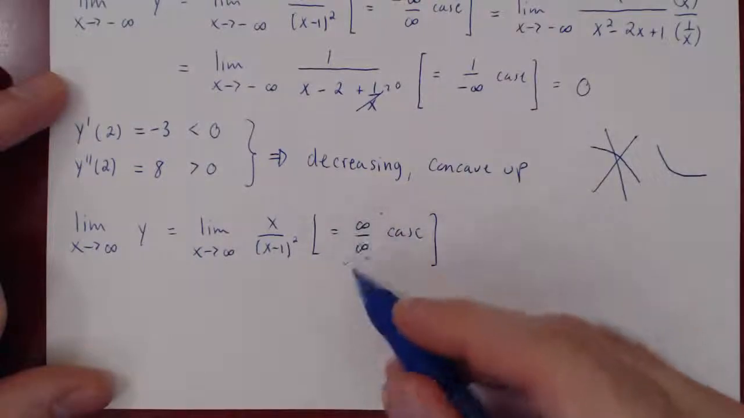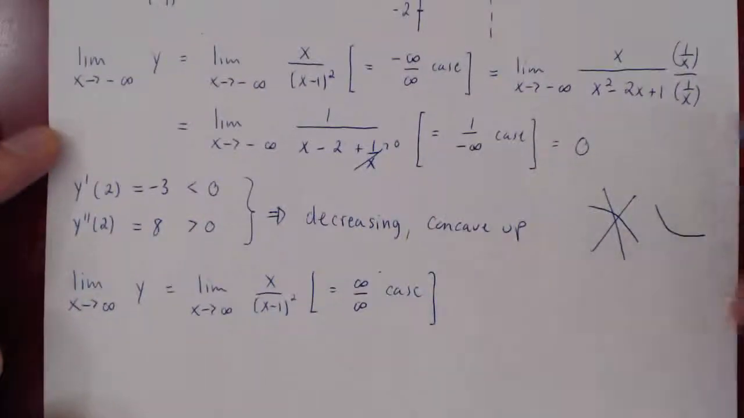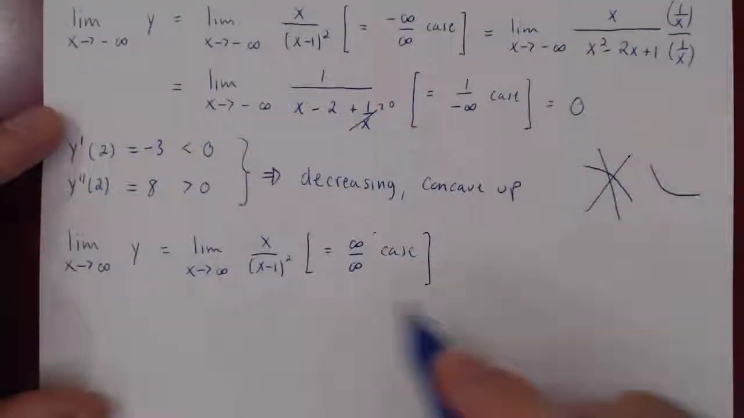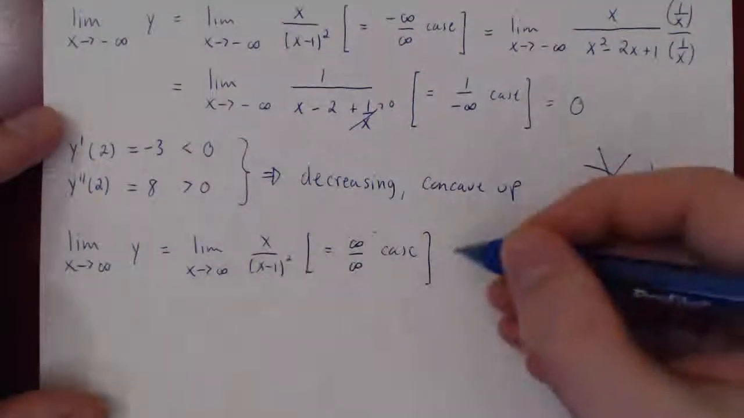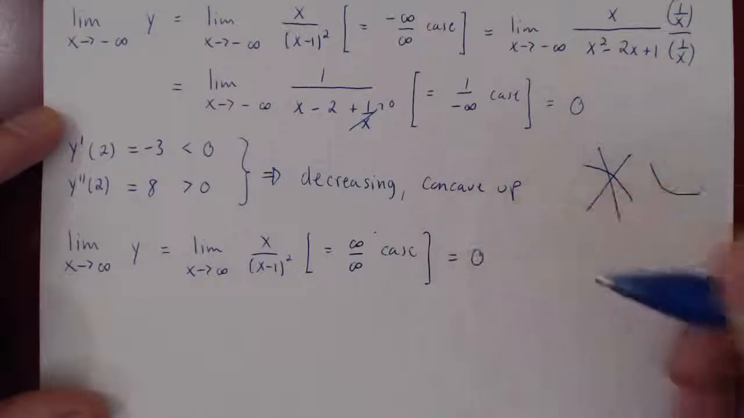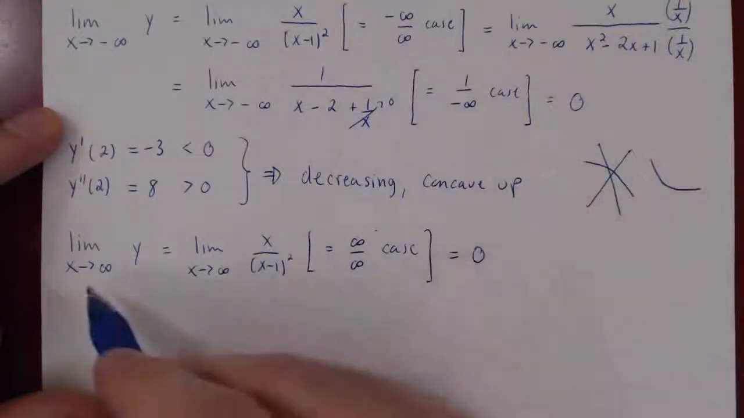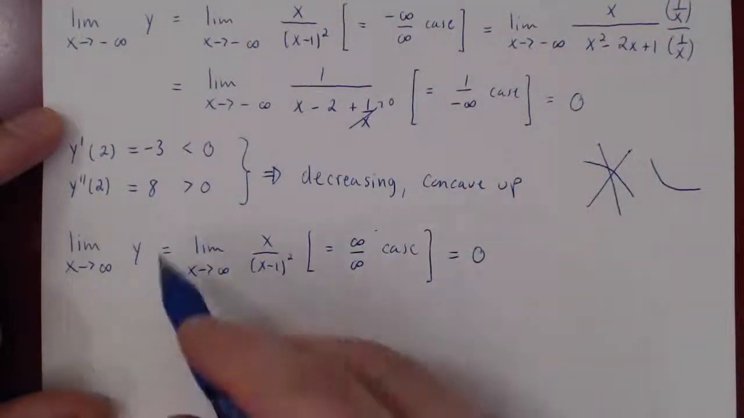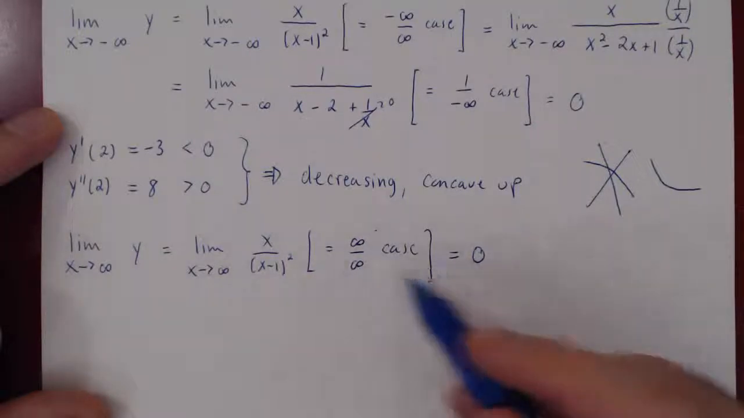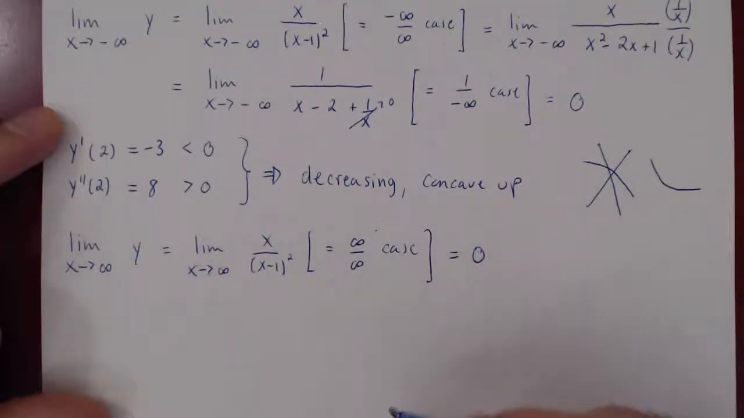So you could again use L'Hopital's rule, or you could simply do what we did for the first limit, multiply top and bottom by 1 over x, and you will find that you get the same limit. This will be equal to 0. So as x goes to positive infinity, y approaches 0. So y equals 0 is also a right horizontal asymptote.